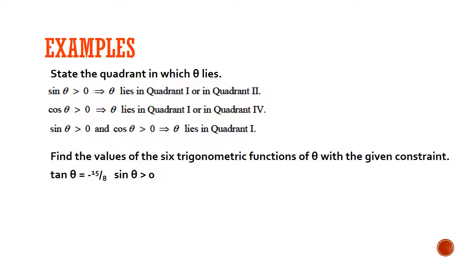The next one, find the value of the 6 trig functions if you know that the tangent is negative 15 over 8 and the sine is greater than 0. My suggestion is that you sketch a triangle in the quadrant that has a negative tangent and a positive sine. Pause the recording, give this a try, and resume to check your answer.